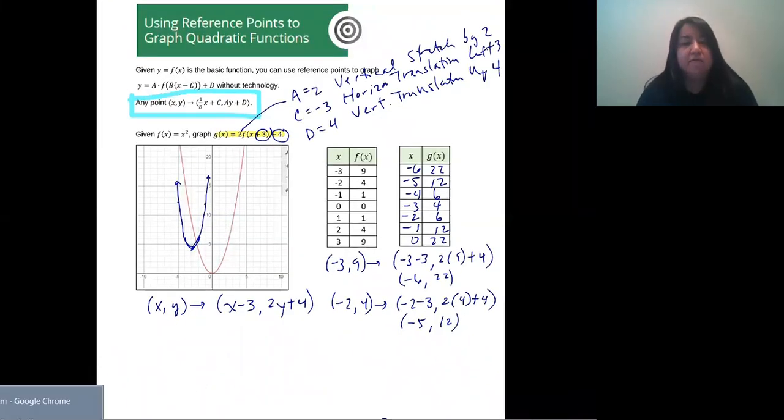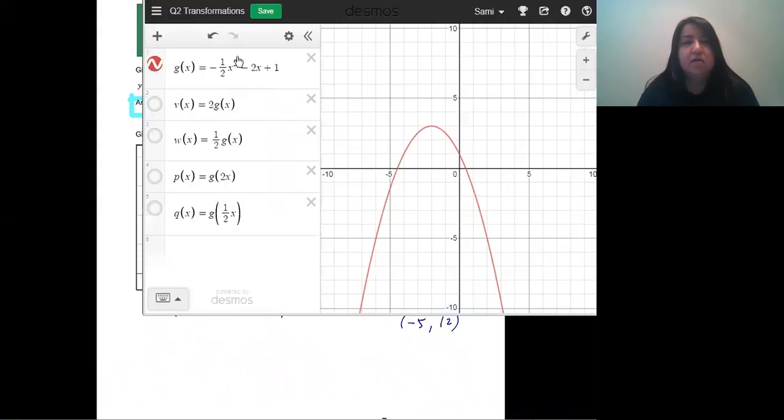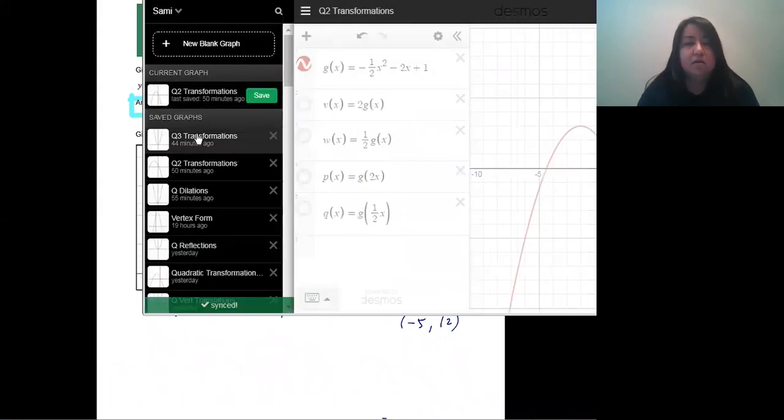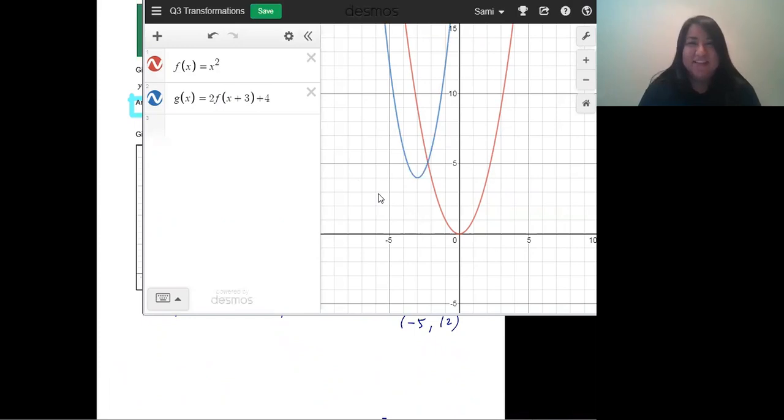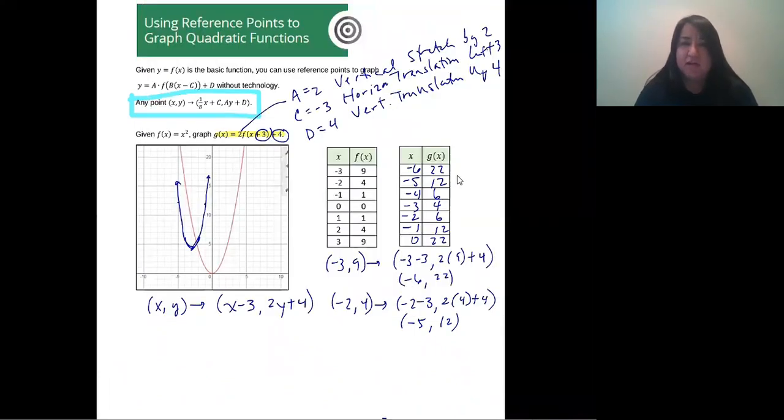And to verify with technology, here's my basic function, here's my transformation form, and you can see, yep, just alike. Just a perfect parabola like I drew here. And that is how you can create a table of values and a graph using transformation form without technology.